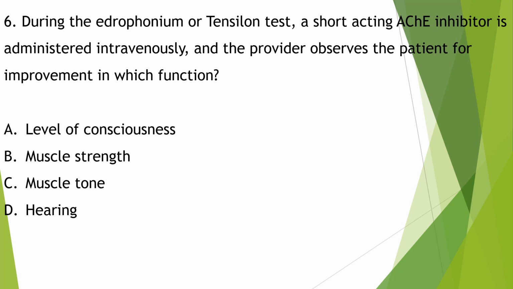Endrophonium is a short-acting anticholinesterase medication that is administered via IV push. Endrophonium temporarily improves the neuromuscular transmission by inhibiting the acetylcholinesterase, which is the enzyme that degrades the acetylcholine after binding to the acetylcholinesterase receptor site. Before the medication is administered, the provider focuses on a weak group of muscle and assesses for the improvement of the muscle strength.